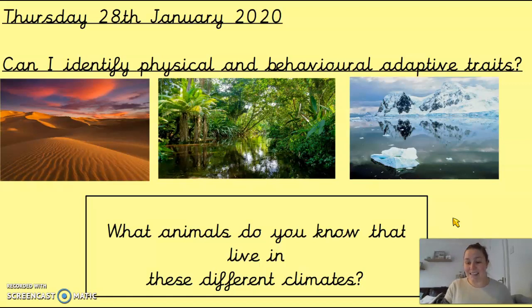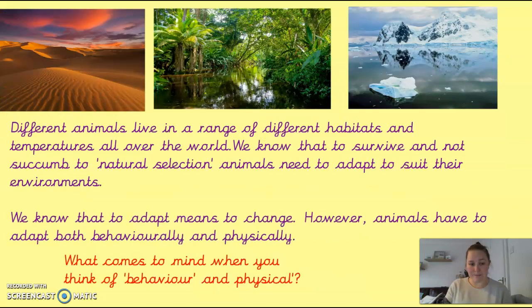So we're going to take a closer look now into how animals can adapt to their habitats. So, different animals live in a lot of different habitats. The word habitat meaning the place where they live, the environment they live. Obviously, all of these different environments have different temperatures and different conditions that they need to survive in. So they need to adapt to best suit their environment to give them the best opportunity to survive.